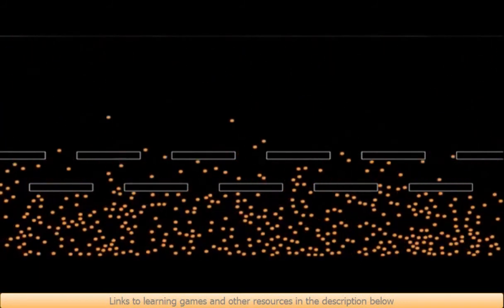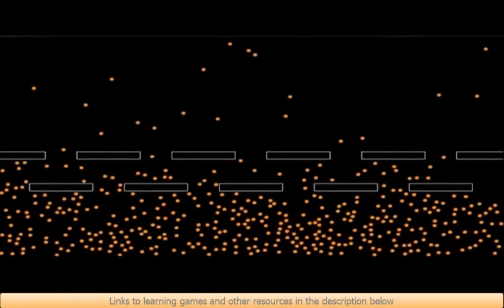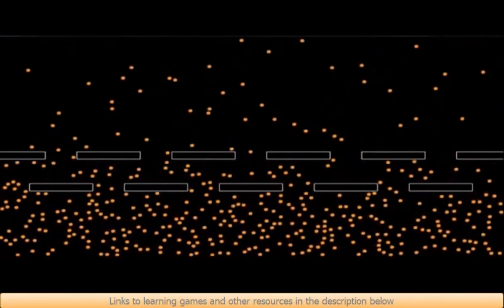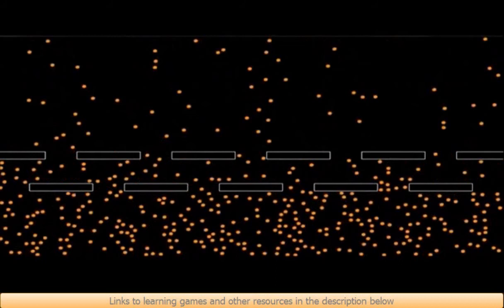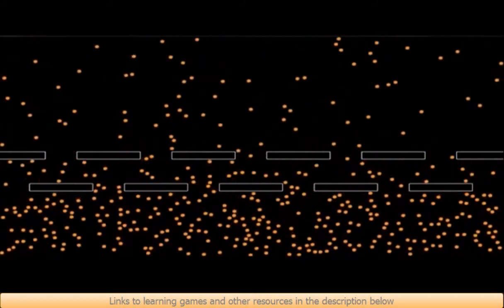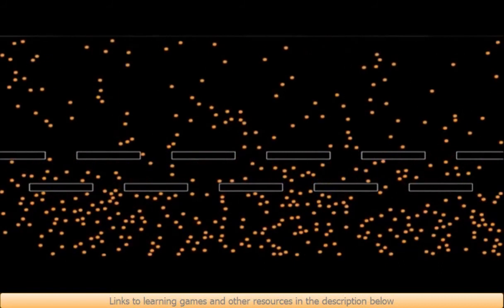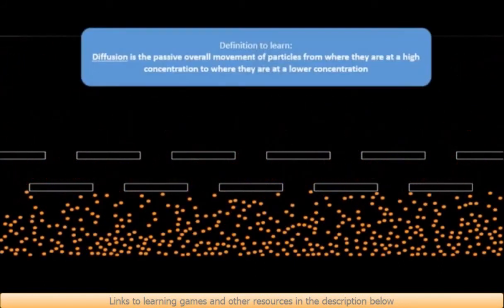Now, it's rarely a relevant issue in biological systems, but the temperature of particles has an effect on their diffusion. Particles with a higher temperature vibrate and move about more quickly, and that means they'll also spread about by diffusion more quickly. Okay, so a definition to learn. Diffusion is the passive overall movement of particles from where they are at a high concentration to where they are at a lower concentration. Passive because there's no energy involved.